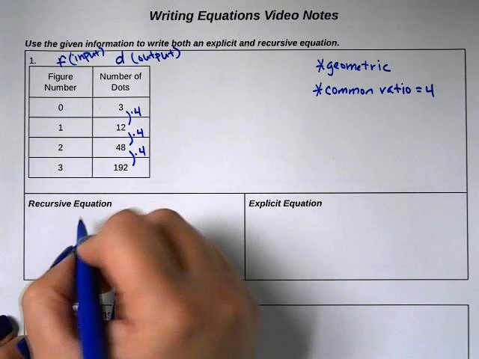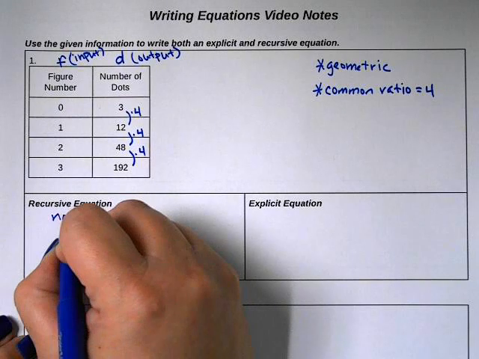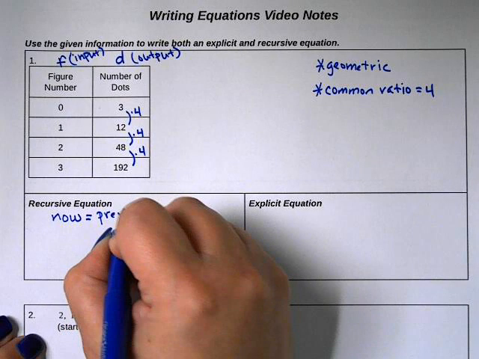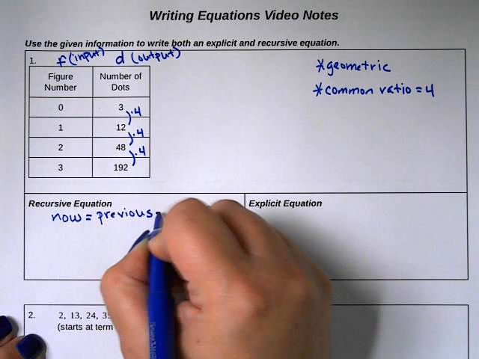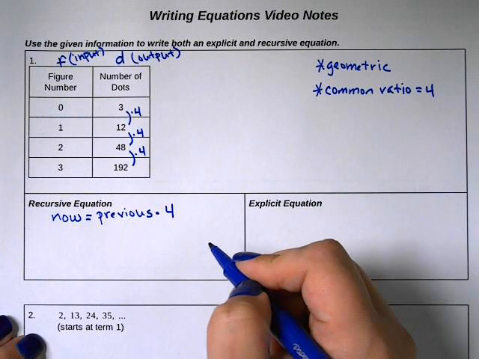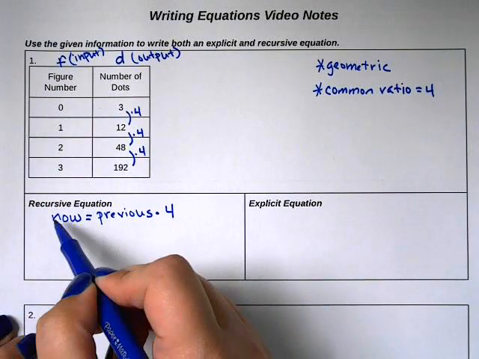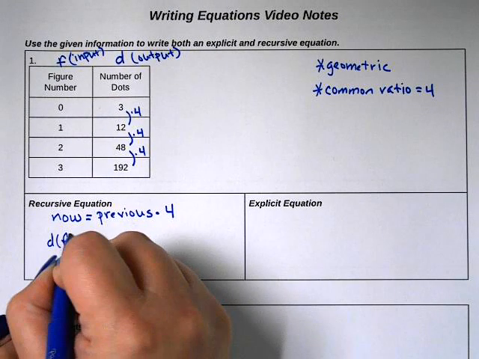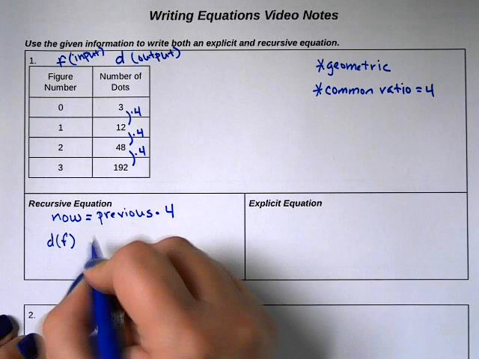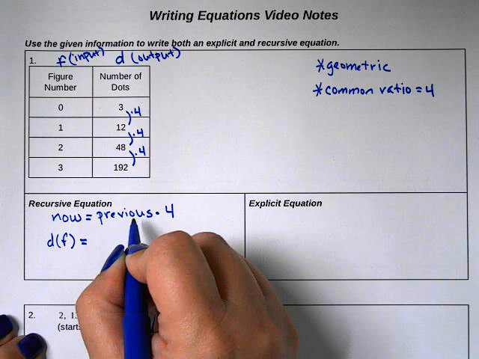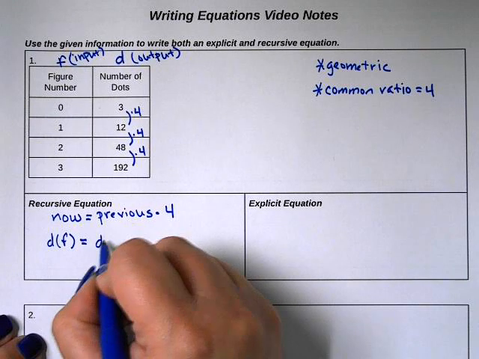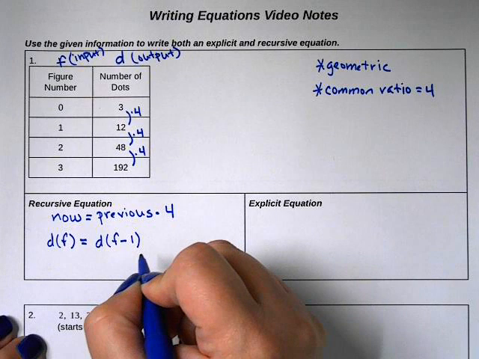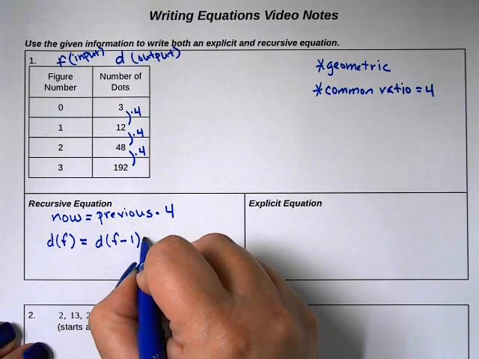So I know for a recursive equation that the number of dots right now is the number of dots previously, so the previous number of dots, times 4, because that's my pattern. So if I want to talk about the number of dots that I have right now, that's going to be D of F. So the number of dots at figure F is going to equal, in order to talk about the previous, I know that that's going to be D of F minus 1. It's the number of dots in the previous figure, and then times 4.